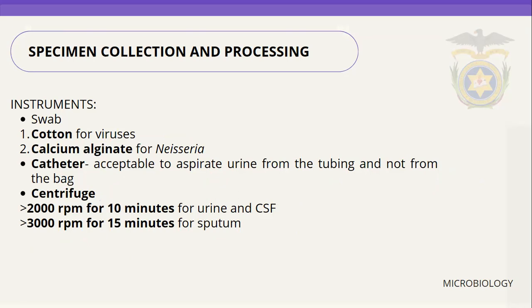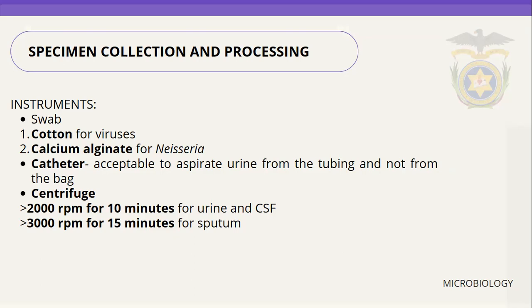The next one, we have our catheter, and it's acceptable to aspirate urine from the tubing, guys, and not from the bag. Always remember this, that it's acceptable to aspirate urine from the tubing and not from the bag in order for us to avoid other organisms that may interfere with our culture or with our processing.